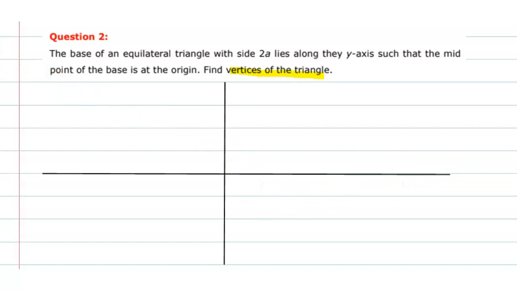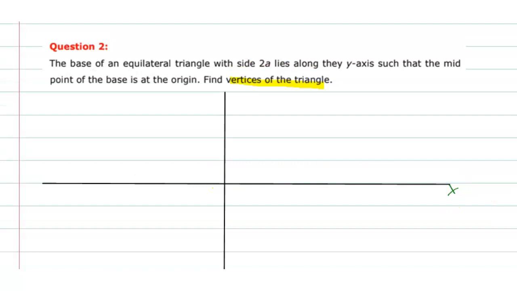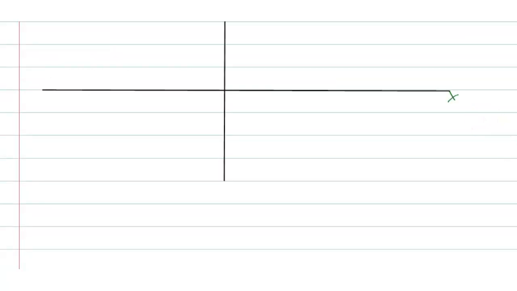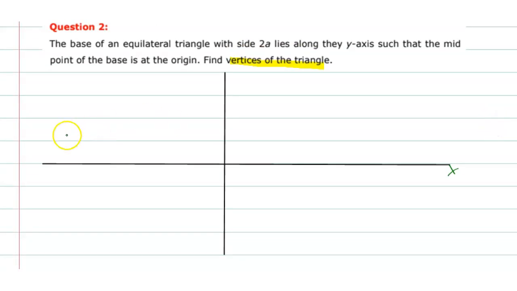Now according to the question, the base of the equilateral triangle with side 2a is along the y-axis, and the midpoint of the base is at the origin. So we will write here x', y, y', and this point is the origin (0, 0), and here the side is 2a, so that means here is minus a and this one is a.